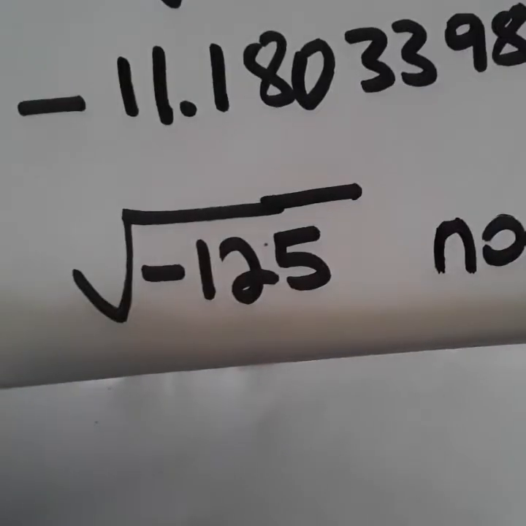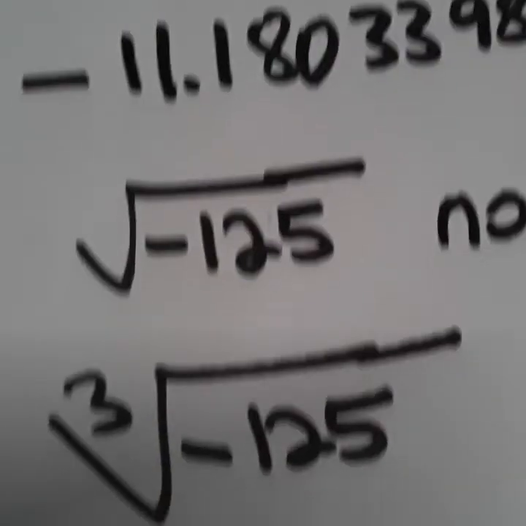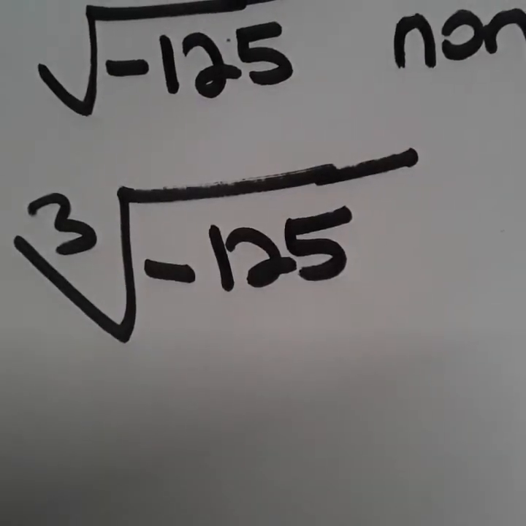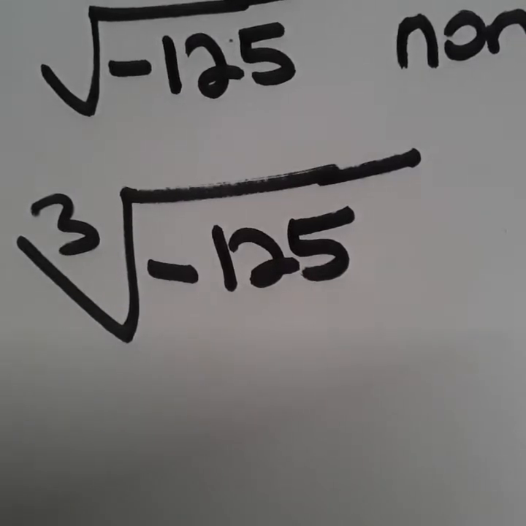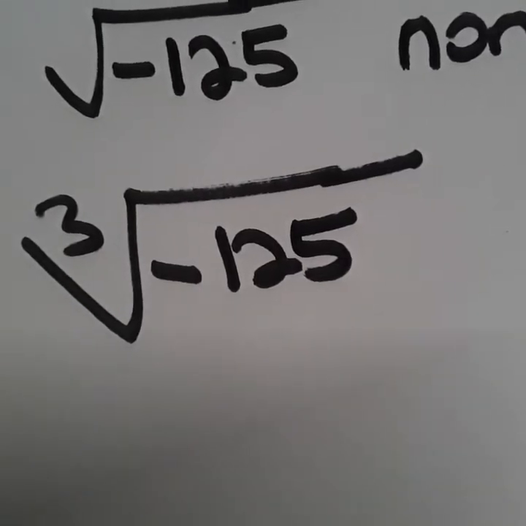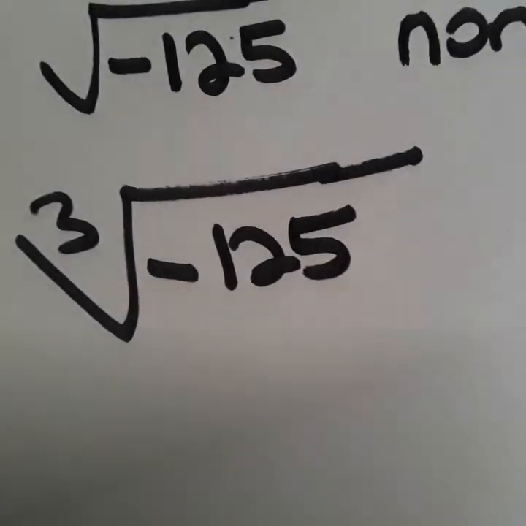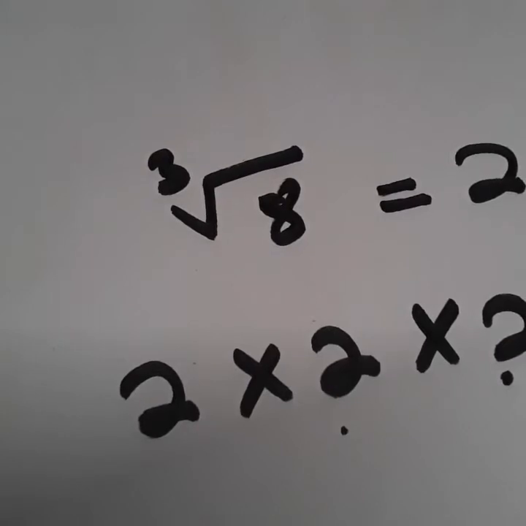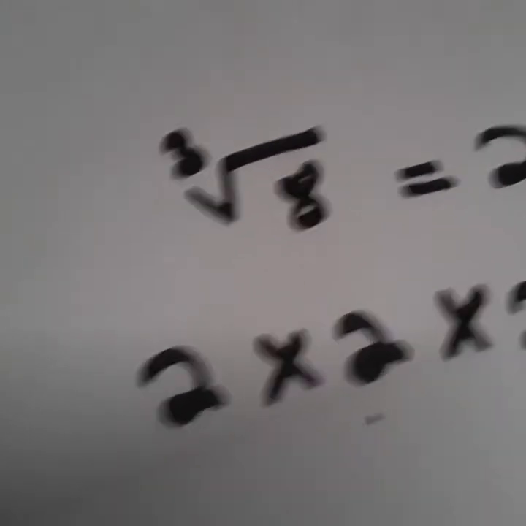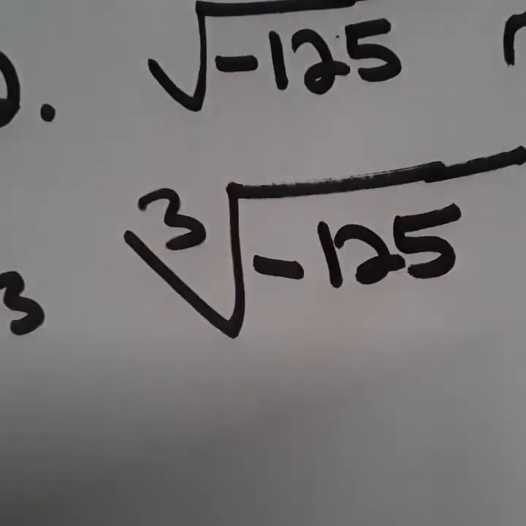So now we move to 1.3. In 1.3, they are looking for the cube root of minus 125. What is the definition of a cube root? A cube root is like we're looking for a number that can be multiplied by itself 3 times. For example, 2 times 2 times 2 equals 8. Therefore, the cube root of 8 is equal to 2.